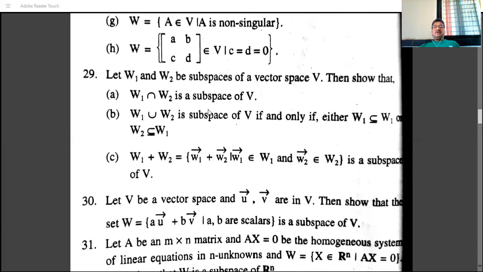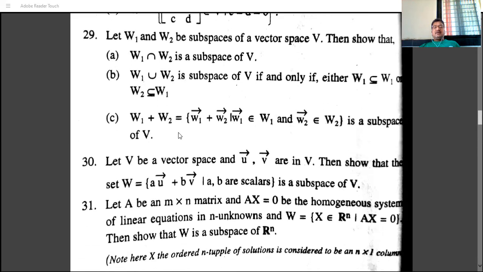So the intersection of two subspaces is a subspace, but the union is not necessarily a subspace. The union W1 union W2 is a subspace of V if and only if either W1 is a subset of W2 or W2 is a subset of W1. So we'll solve this example in the next section.